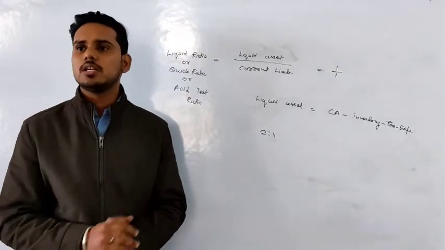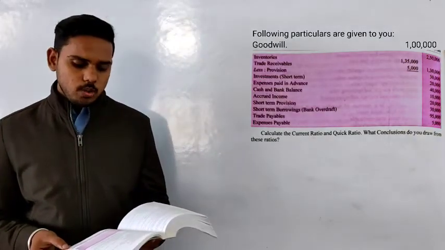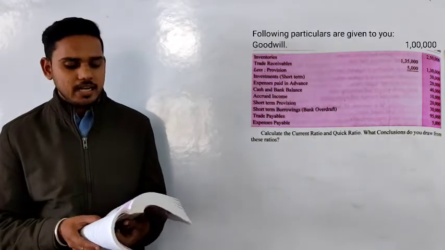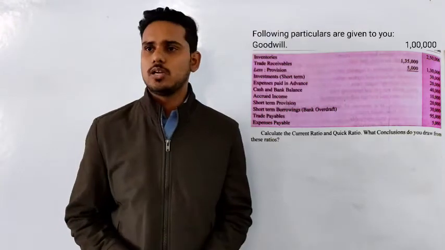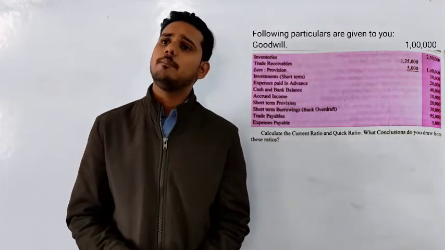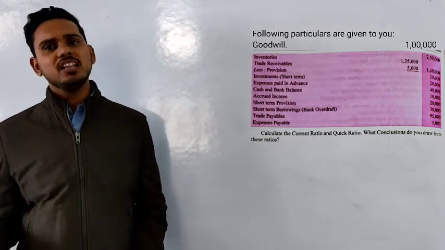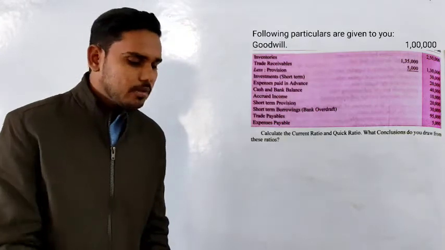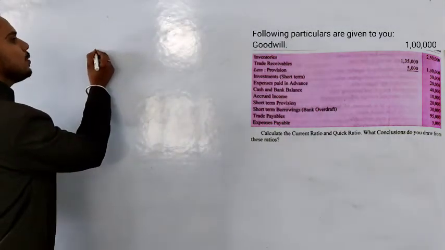Now let's see one question related to this. It is given in this question that following particulars are given to you. We have some information and calculate current ratio and quick ratio. What conclusion do you draw from these ratios? Conclusion means we need to compare the ratio we got with the ideal ratio, and then we need to give judgment on it. Okay. So firstly, we have to solve the question. First we write the formula. So we need to calculate two ratios.